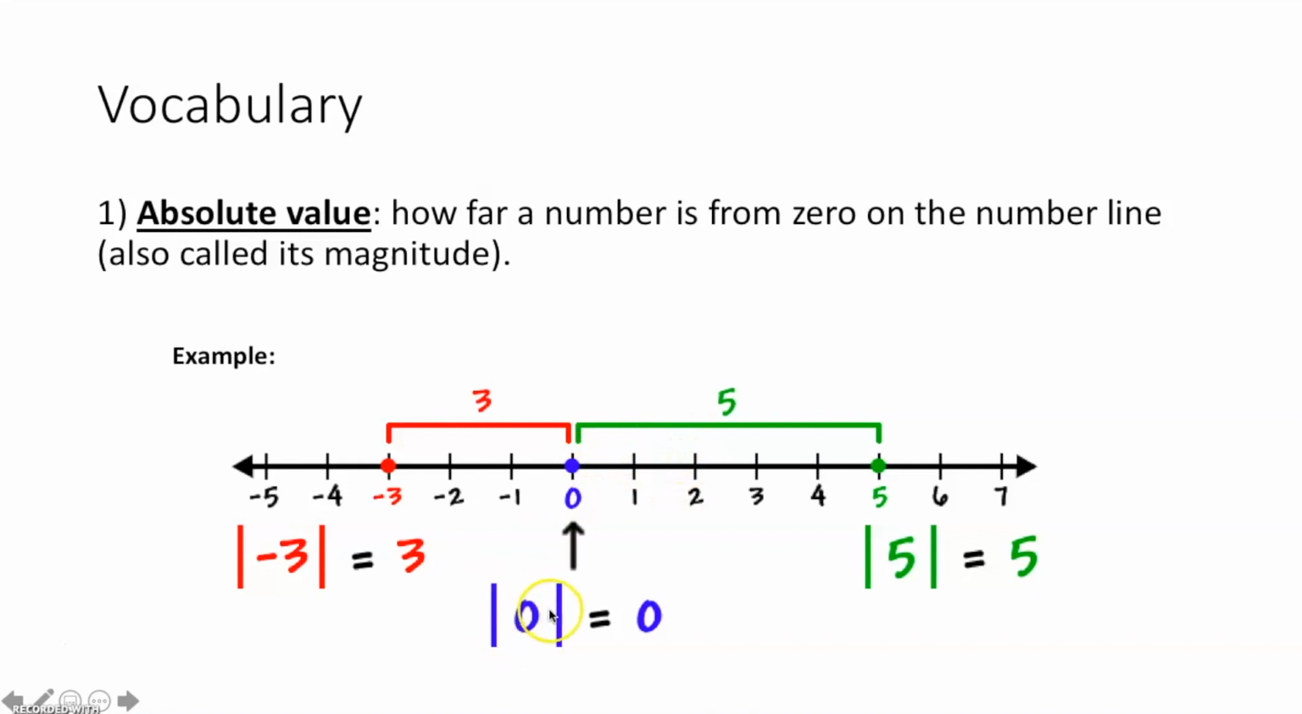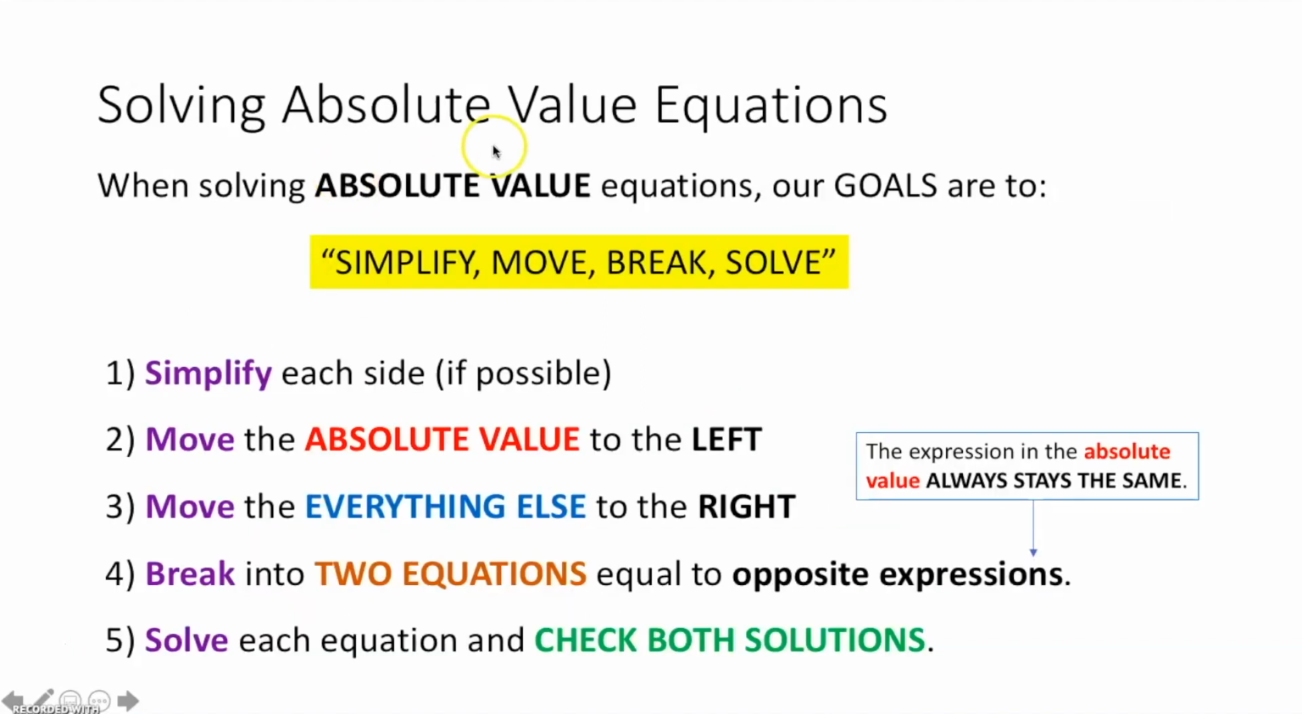Here, the absolute value of 0 is 0. That's because 0 is 0 units away from 0 on the number line. And the absolute value of negative 3 is going to be 3 because negative 3 is 3 units away from 0 on the number line. You can think about it this way. Whatever rational number, positive or negative, is inside the absolute value, these absolute value markers are going to turn it positive.